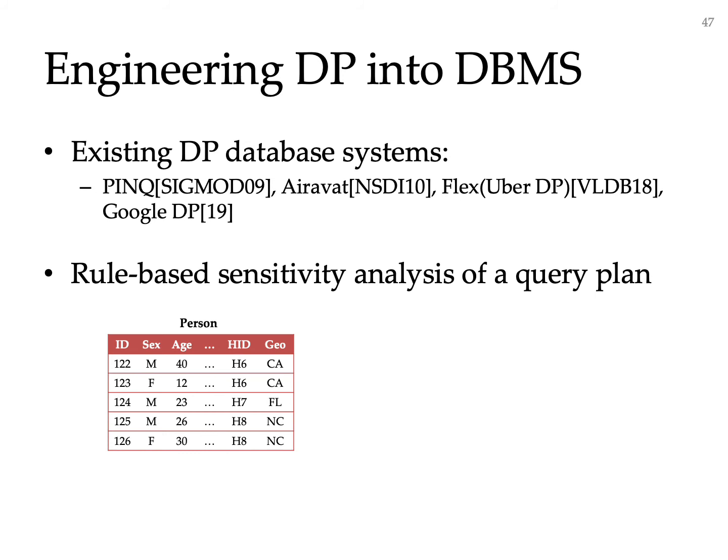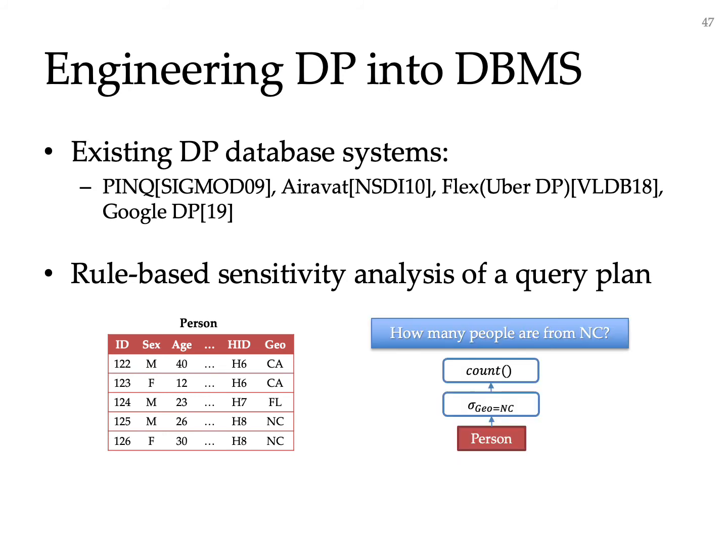Assume you have a person table containing individual attribute information, such as person ID, gender, family, or geolocation information. And if I just want to ask how many people are from North Carolina, we can formulate the query as an execution plan and then analyze the sensitivity or stability of each operator and get an overall sensitivity, which is pretty straightforward.